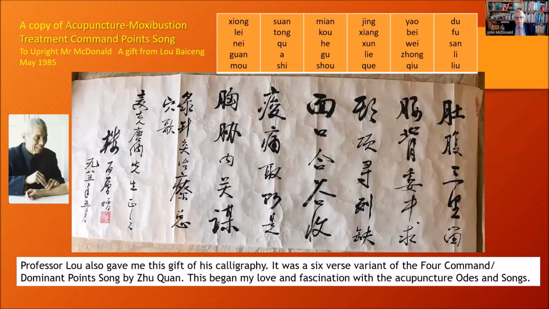Du fu san li liu, yao bei wei zhong qiu, jing xiang xin lie chui, mian kou he gu shou, swan tung chu a shi, xiong lei ne guan mo.